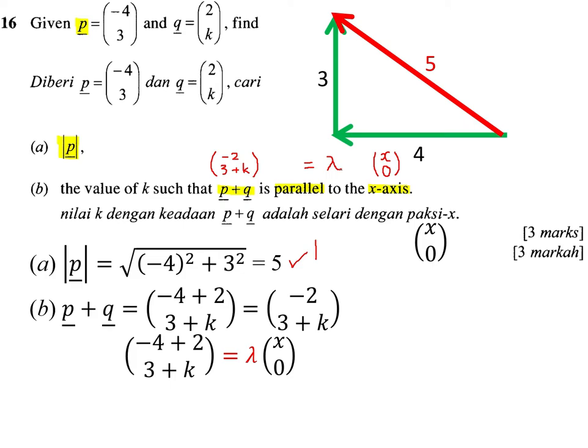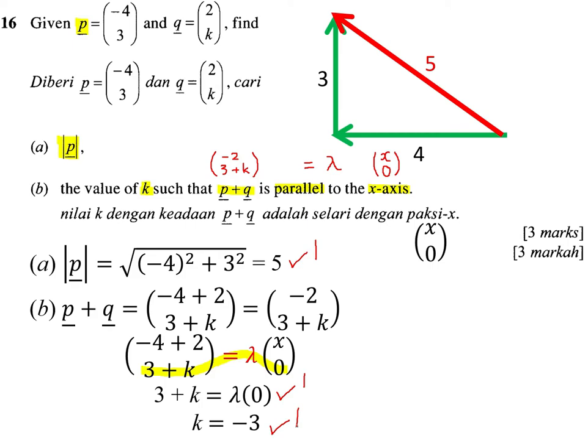But if you look back at what the question actually wants, they want you to find the value of k. So do you realize that we can just compare the y? 3 plus k equals lambda times 0. You will directly get the value of k without comparing the x. With that, we get k equals negative 3. 1 mark will be given when you write 3 plus k equals 0, and 1 mark for the answer, k equals negative 3.